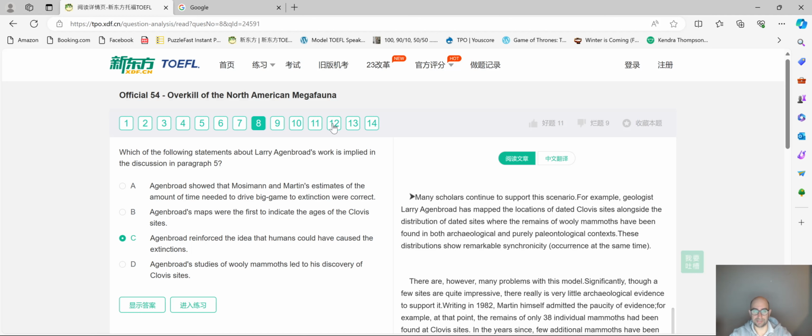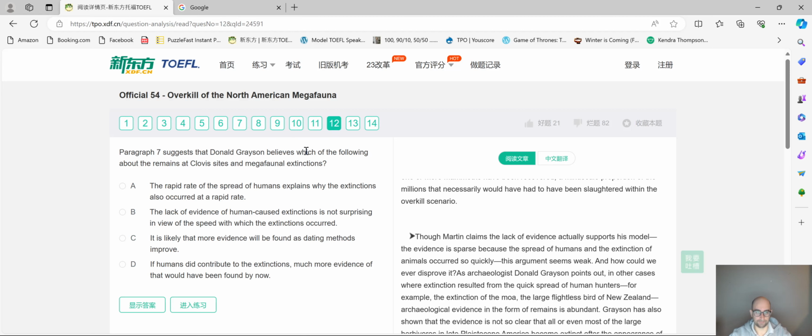Let's look at one last one. Paragraph 7 suggests that, so again, step 1, you need to know whether you're dealing with an inference question in the first place. We are, because we have the magical word suggest. If suggest is not there, there could be implies, infers, right? Now, step 2, identify the subject.